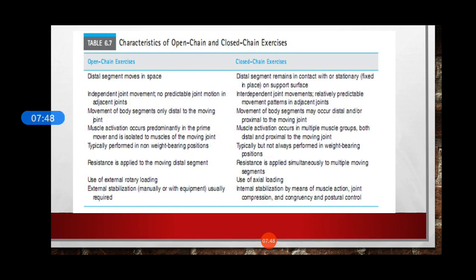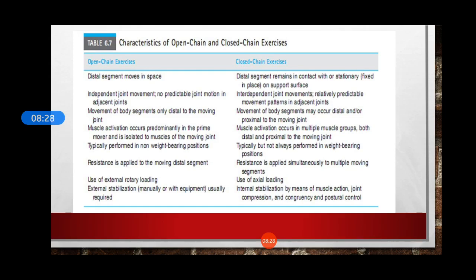Now let us differentiate between these two exercises. First, we all know now that the distal segment moves in open and remains stable and stationary in closed kinetic chain exercises. Secondly, independent joint movements are present in both, but there is no predictable joint motion in open chain exercises, while there are predictable movement patterns in adjacent joints in closed chain exercises. The movement of body segments only distal to the moving joint occurs in open chain, whereas body segments may move distal or proximal to the moving joint in closed chain exercises.